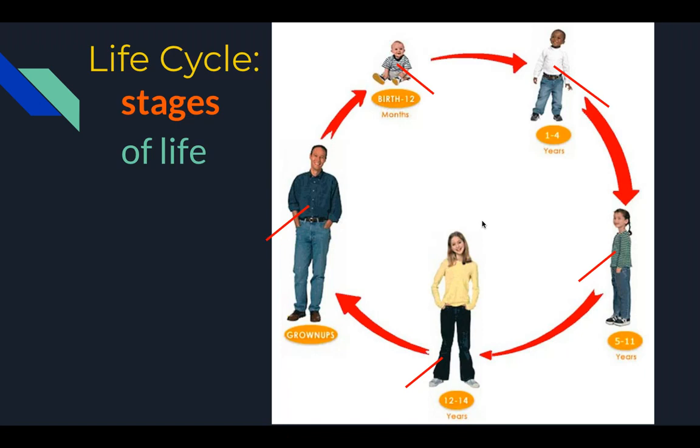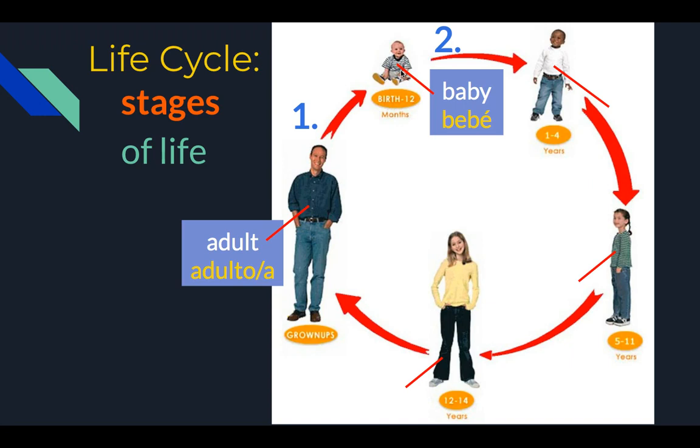Where do you think the life cycle or the stages of life of a human start? I bet many of you think it starts right here with the baby. But really, the life cycle of humans, of people, starts with the adults, because adults make the baby. So the adult couple makes a baby, the baby grows up and becomes a toddler.